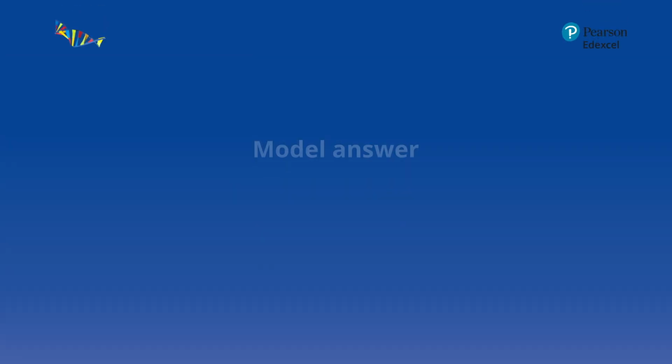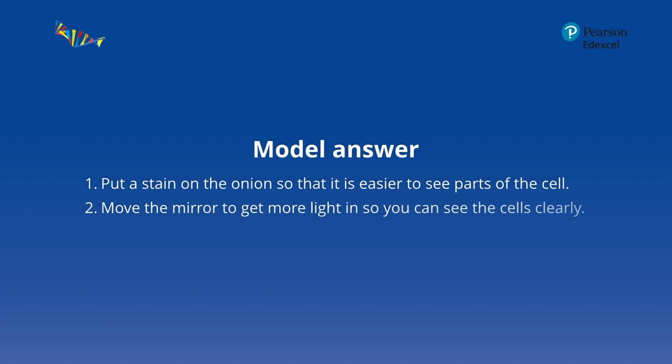So remember, with a question like this, you need to give 2 improvements and 2 explanations that are linked, just like this candidate has. You can see they've given 2 improvements. The first one, put a stain, that's MP1 from the mark scheme. Putting that stain on the onion so it's easier to see parts of the cell will get them mark point 2. The second improvement is move the mirror, and that's the improvement for mark point 9. And then to get more light in so you can see the cells clearly is the justification for mark point 10.